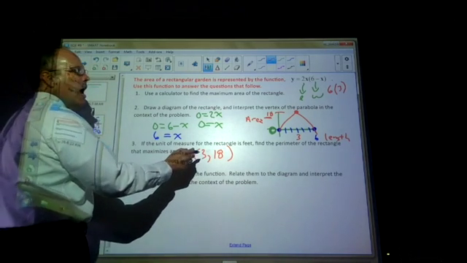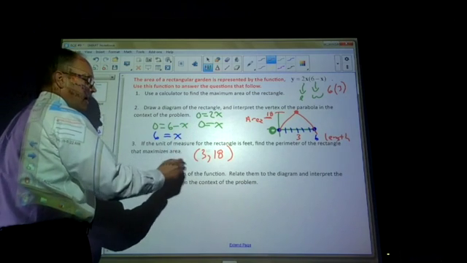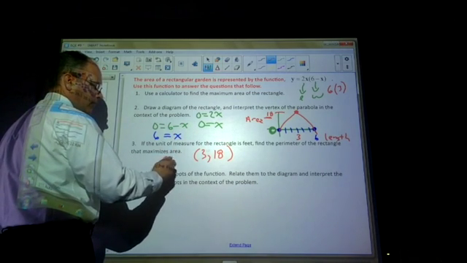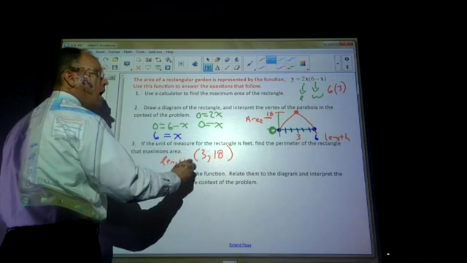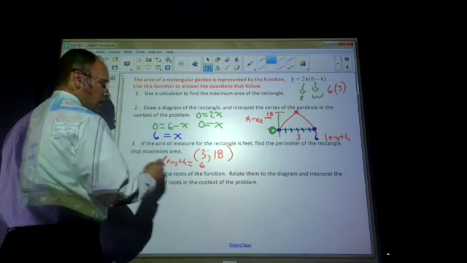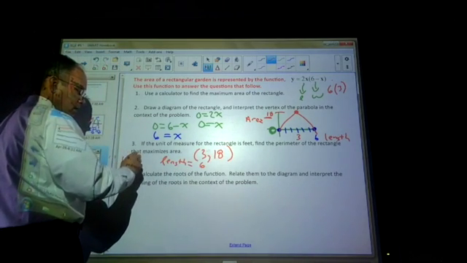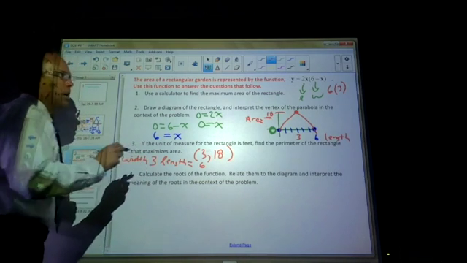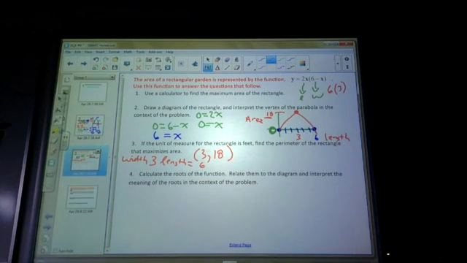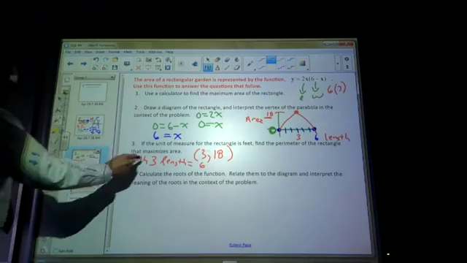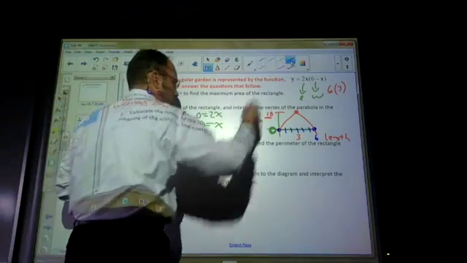If we have a length of 6 and a width of 3, we will have a maximum area of our garden of 18 square feet. Where did I just get the 6 and the 3 from? What value is this?